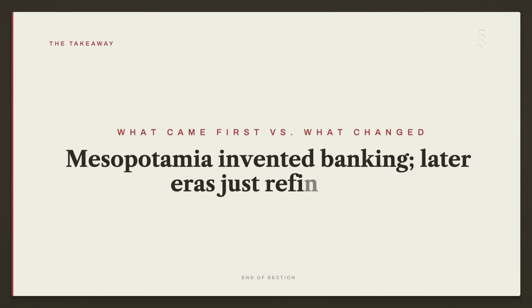Banking functions appear wherever surplus, uneven timing, and trustworthy institutions coincide, which is why Greece, Rome, and Renaissance Italy each produced their own bankers independently. But when a question asks what came first, the answer is Mesopotamia. Later innovations like goldsmith receipts or merchant bank transfers are about what changed, not what began.